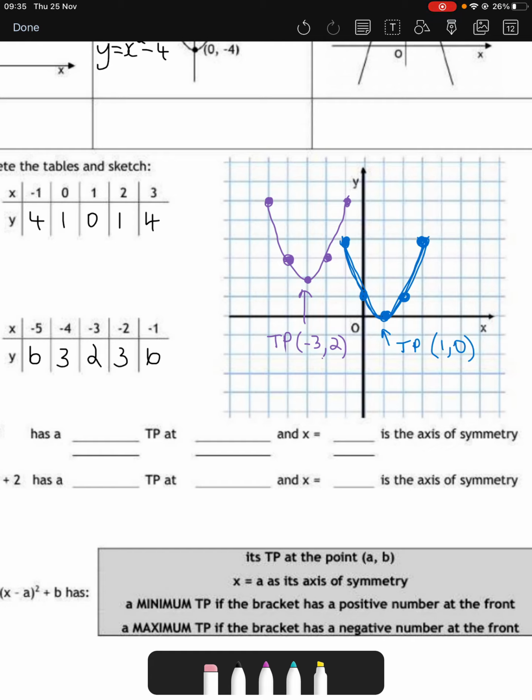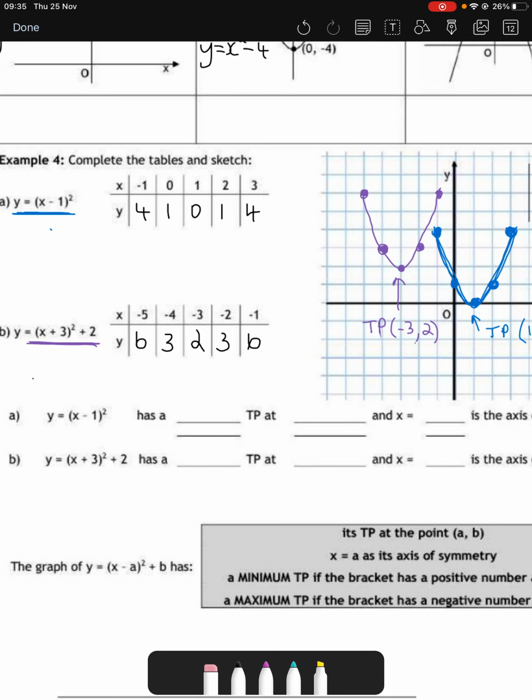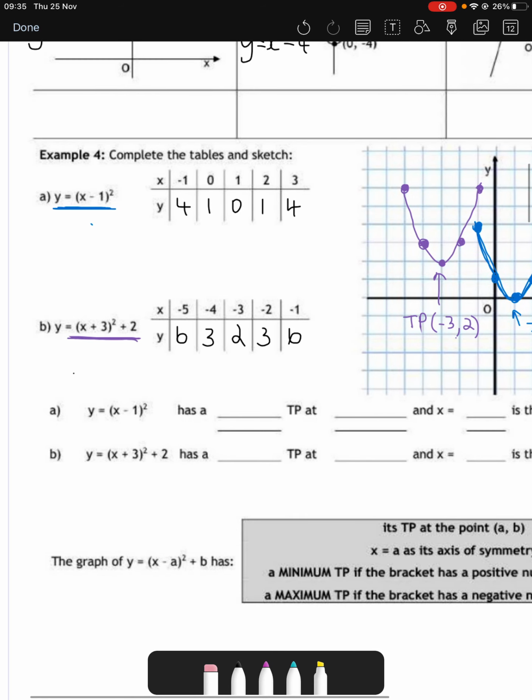So this purple one comes down, it goes down to that negative 3, 2, and it goes back up on itself, and it's symmetrical. Same with this blue one, it goes down to that 1, 0, and then it comes back up on itself. Now, instead of drawing the graph and getting this information, how do you get it if you're given the equation, like we're given that blue one that I've underlined there, and that purple one there. So, the graph of y equals x minus 1 squared.